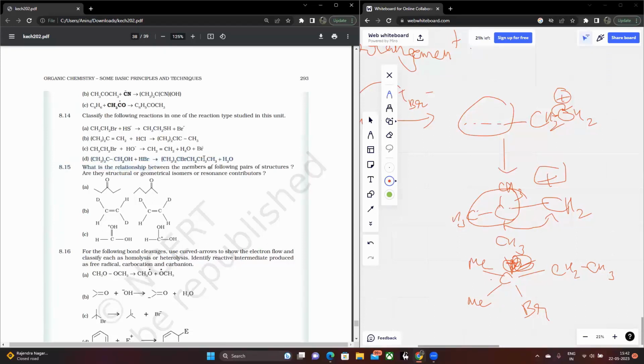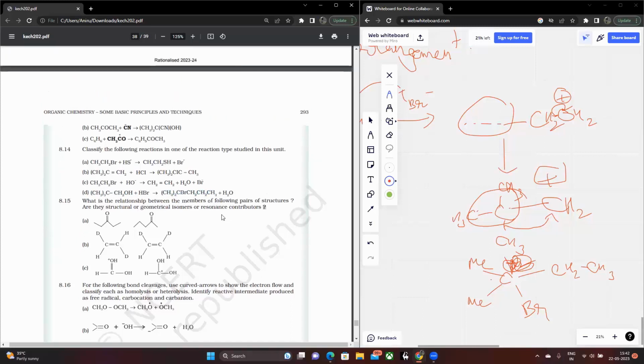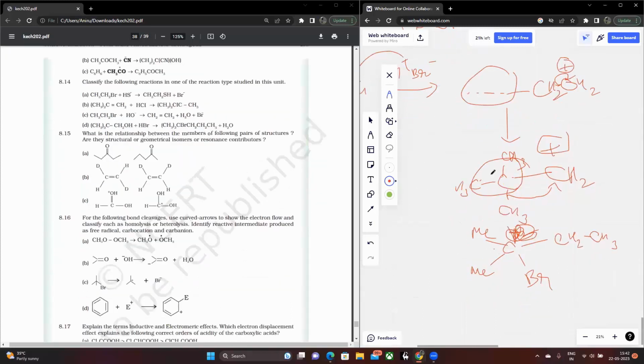There's a mistake over here. This extra CH2 should not be added. Just make a note of it, right? This extra CH2 should not be added over here. Because if you can see here, there are 5 carbons, but here there are 6. That's not possible, right? Yeah.